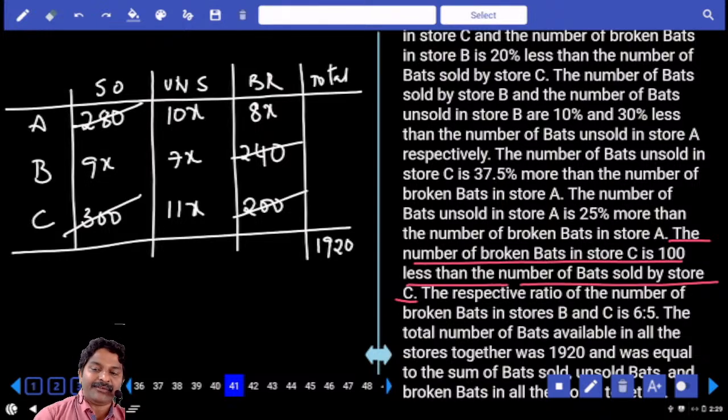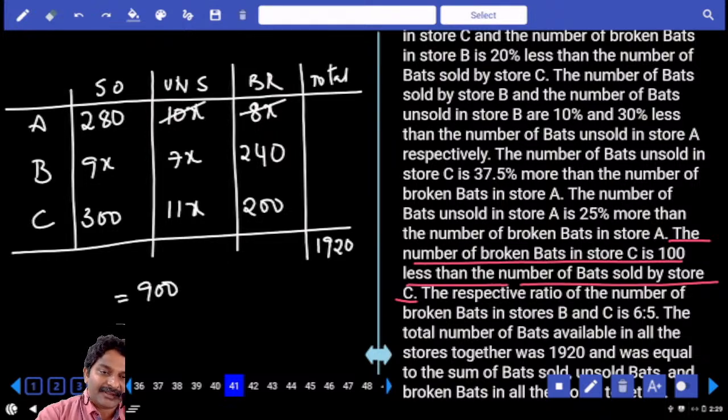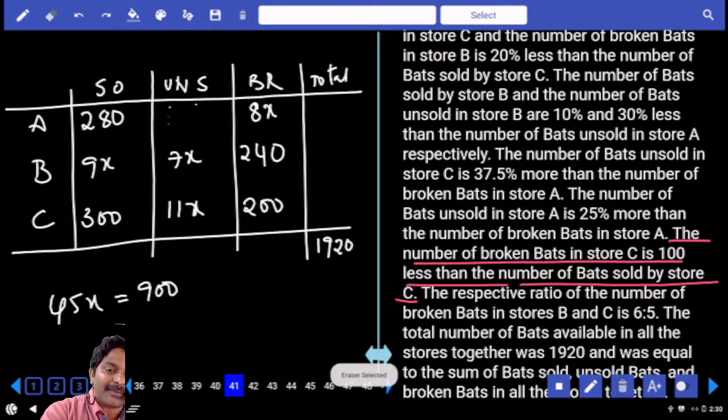1020 plus which number will give you 1920? 900. 1020 plus 900 only will give you 1920. So when you add all x values, that must be equal to 900. Let's add 10x, 8x, 18, plus 9, 27, 34, 45. 45x is equal to 900, then x is 20. Again multiply all the values with 20.